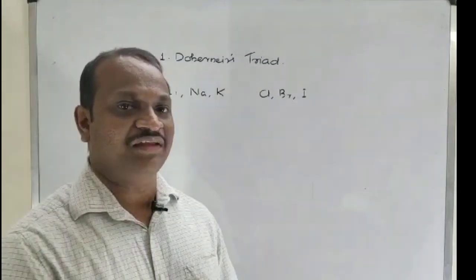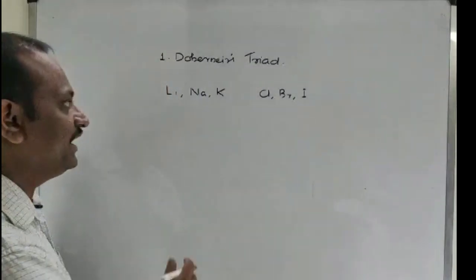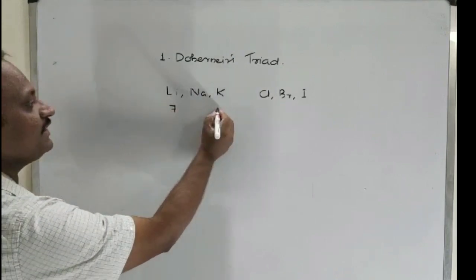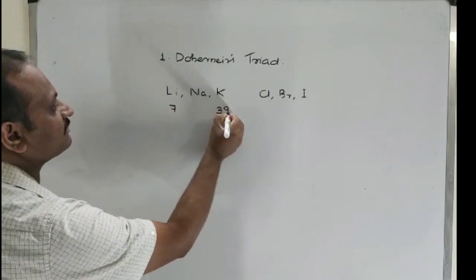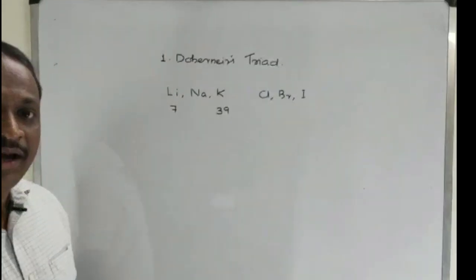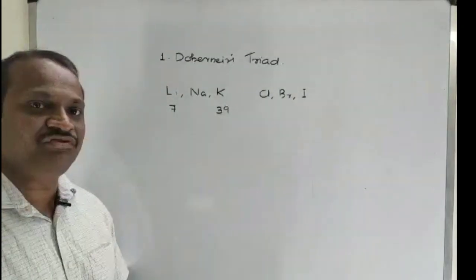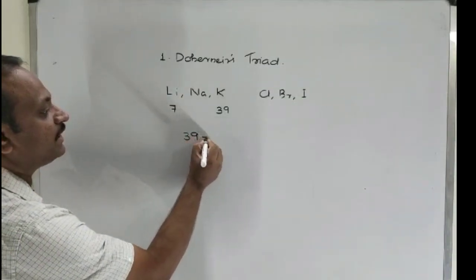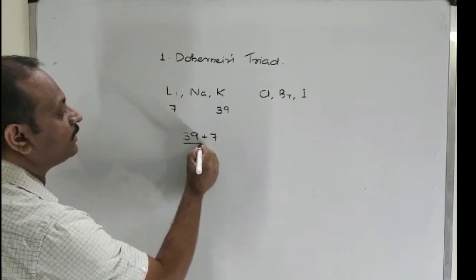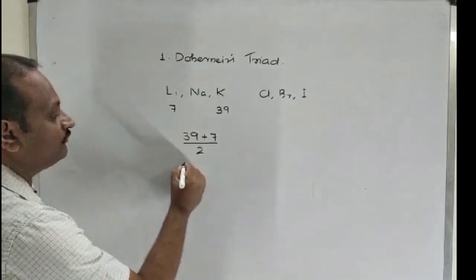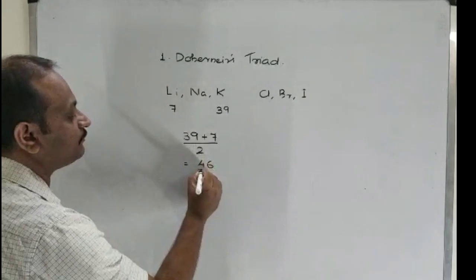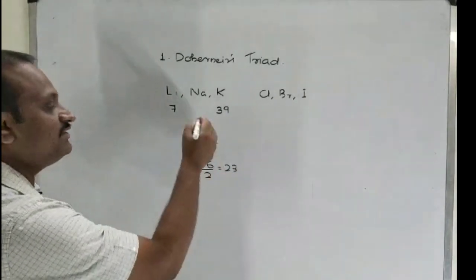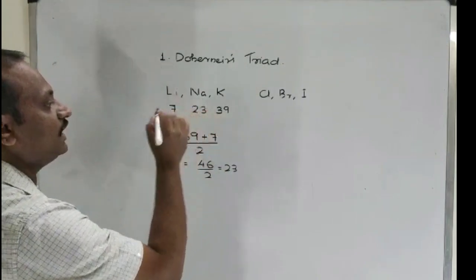And what about the other speciality? Definitely you know that. What is the atomic weight of lithium? It's 7. What is the atomic weight of potassium? It's 39. And what is the average of these two weights? Let me find out the average: 39 plus 7 divided by 2 equals 46 by 2. So we get 23, and this 23 is the atomic mass of the middle element.